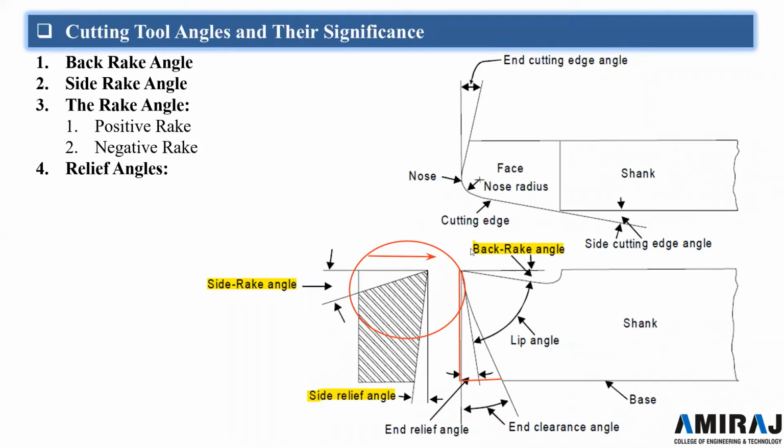Now another angle is the end relief angle, and this end relief angle prevents the front flank of the tool from rubbing against the workpiece. So as I explained, it will prevent the tool from rubbing against the workpiece. A minimum relief angle is given to provide maximum support to the tool cutting edge by increasing the lip angle, and the front clearance angle should be increased for larger diameter work.